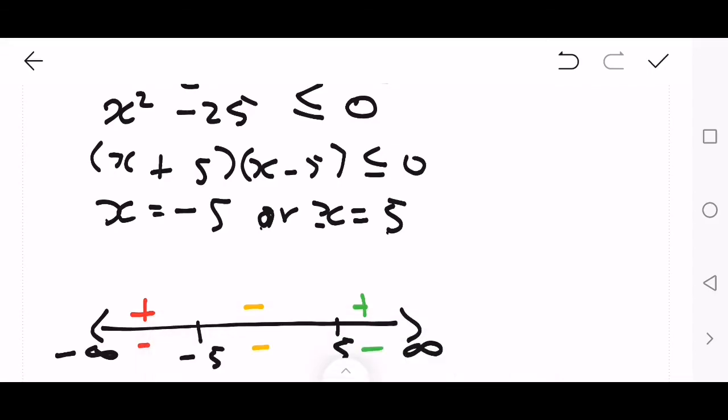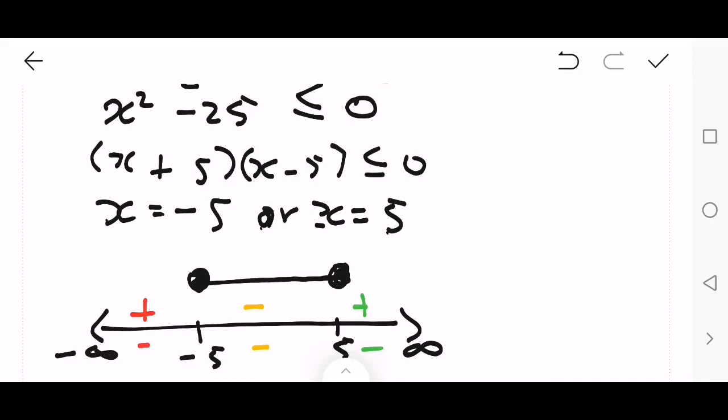So since we have a less than or equal to, our solution will lie on the section where we have a negative, and also the minus 5 and the 5 will be included since we have a less than or equal to sign. So we'll have a shaded dot, and our solution will lie in between. So that's our solution for the number line system.